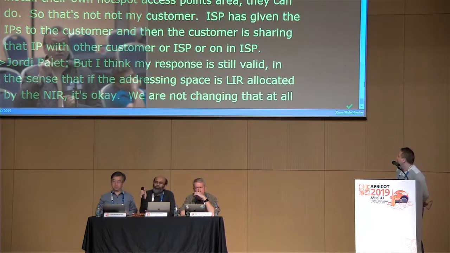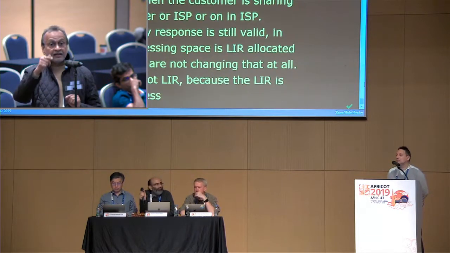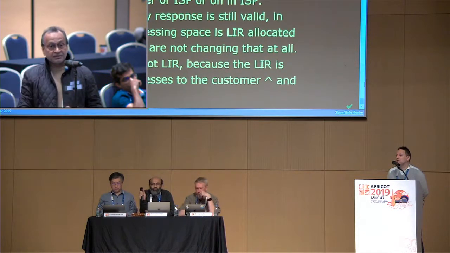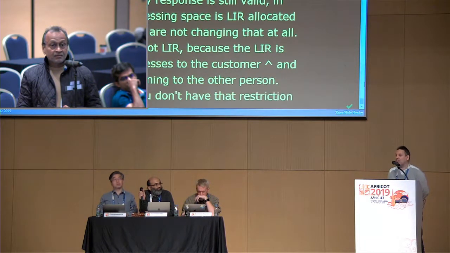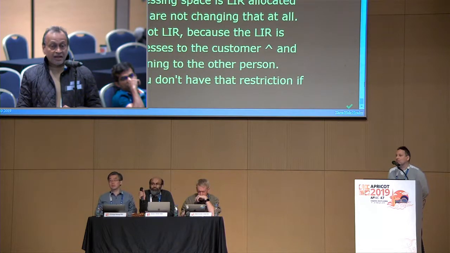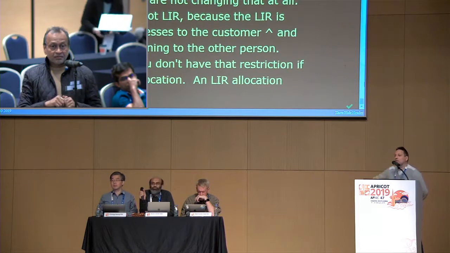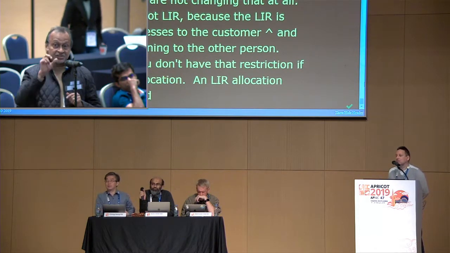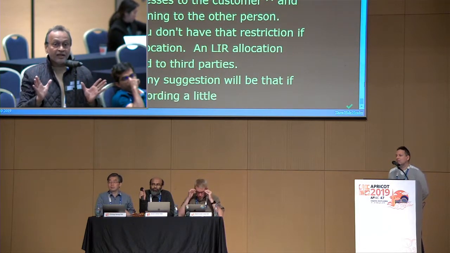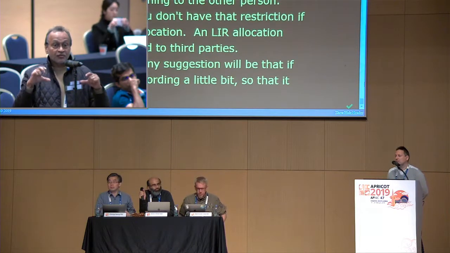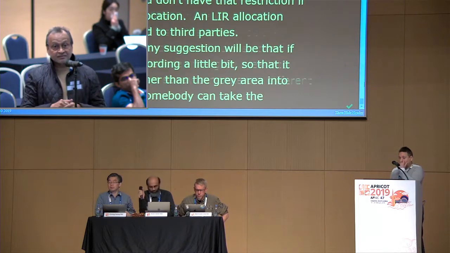No, it's not LIR, because the LIR is sub-assigning those IP addresses to the customer, and then the customer is sub-assigning to the other person. But you don't have that restriction if you initially get an LIR allocation. Yeah, an LIR allocation can always be sub-assigned to third parties. Still, my suggestion is that you amend the wording a little bit so that it is clearer, rather than leaving a gray area, because somebody can take a different view of the wording.